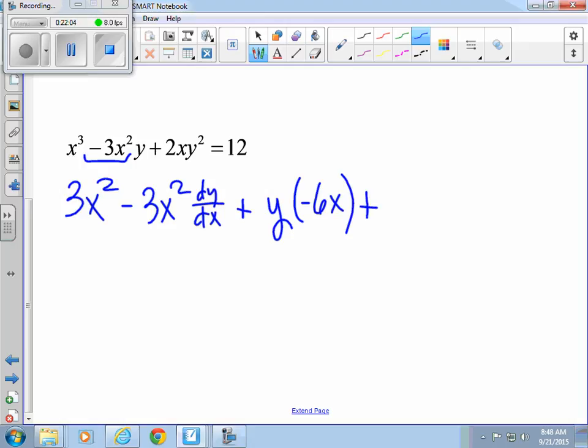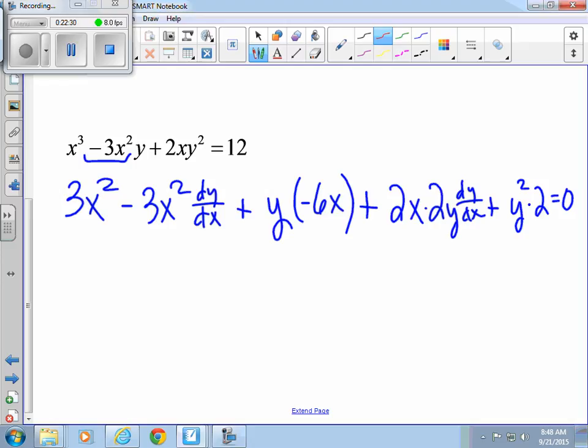Actually, it has two product rules, doesn't it? Left, d right, plus right, d left. And then the derivative of 12 is 0. Find every term that has a dy dx with it. So this one does, and this one does. And get those on the same side of the equation. It doesn't matter what side you put them on, but they need to be on the same side.